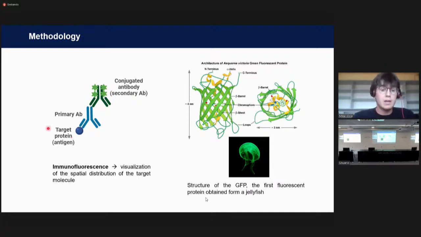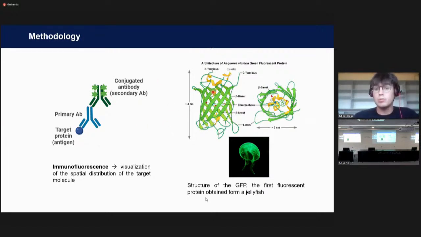So we tag the target protein, that is the antigen, with an antibody, which is in turn recognized by a secondary antibody with that marker. So we can visualize where the protein is. And the other method is more complex, but it is needed for the second part of the project, and is the creation of a fluorescent fusion protein.